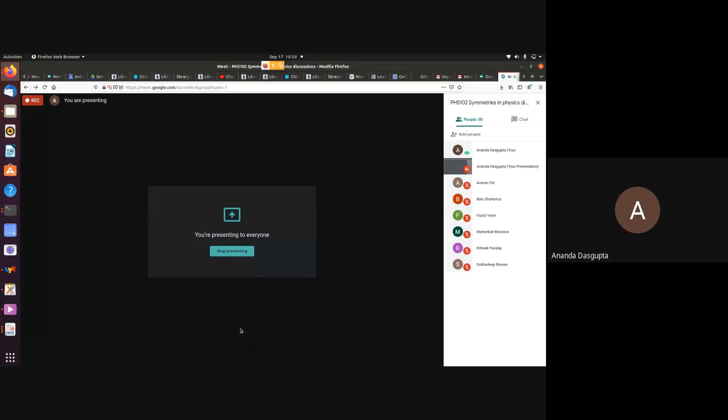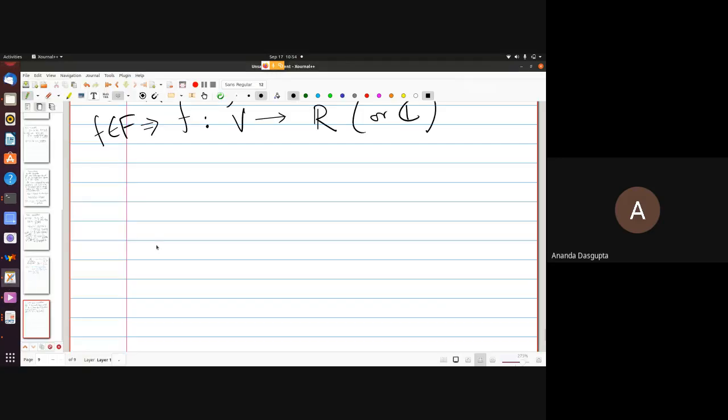Okay, so where were we? I think I can recall where we were from this. Okay, so we were talking about linear space of functions. What does this mean? It simply means, oops.